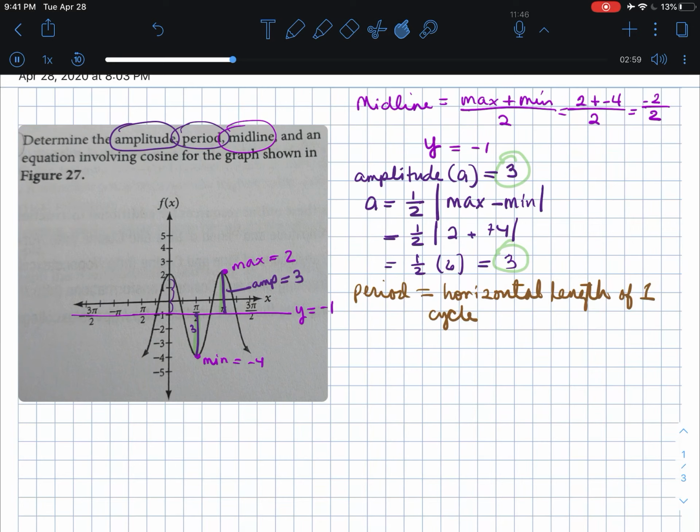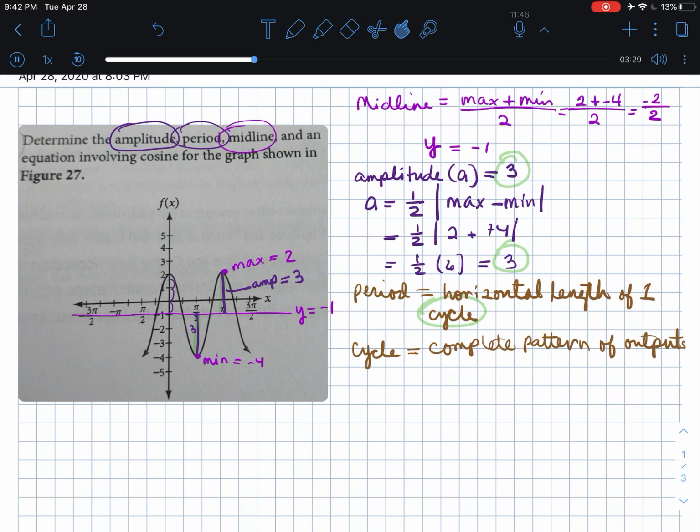Now we have to ask ourselves, what is a cycle? A cycle is a complete pattern of outputs from a periodic function. A cycle may begin at any point on the graph of a function.